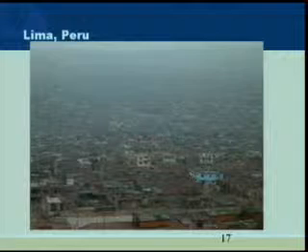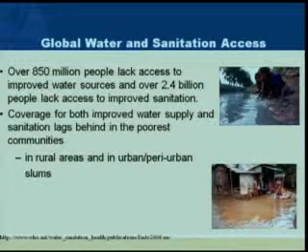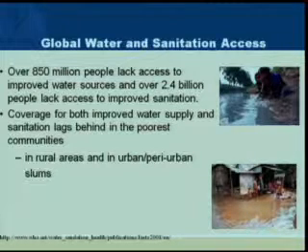water and sanitation. There are over 850 million people that lack access to improved water sources. Now, improved means that there's a pipe near your house in many instances. It doesn't mean it's safe. It means you have close access to it. There are 2.4 billion people that don't have access to improved sanitation. And coverage for both improved water supply and sanitation lags behind in the poorest communities. In the rural areas and the urban and peri-urban slums are really challenged about this.